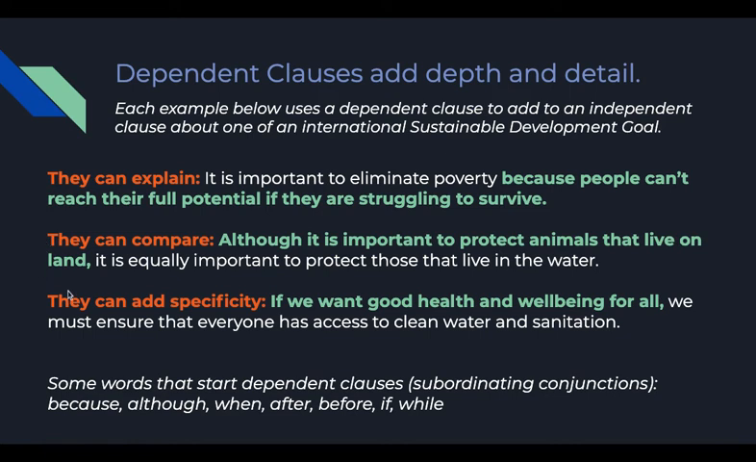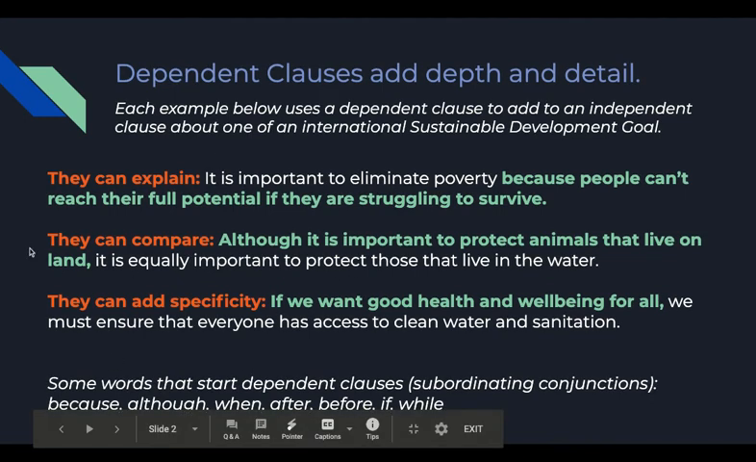The second thing that dependent clauses can do is compare. So they can get two ideas into a sentence together and show the relationship between them. So this example is, although it is important to protect animals that live on land, it is equally important to protect those that live in the water. So it puts those two ideas together and shows that they're equal ideas.